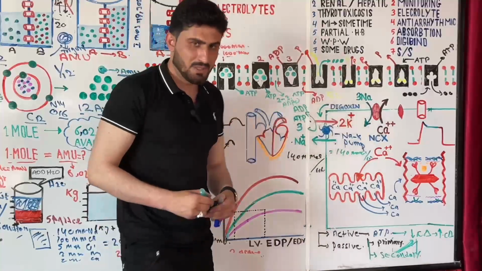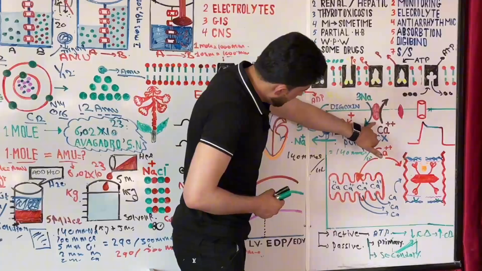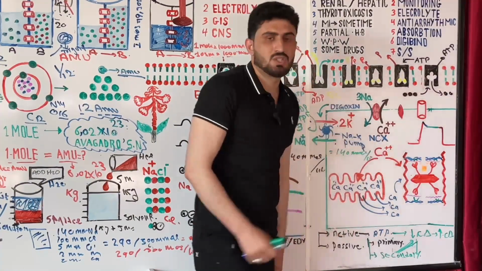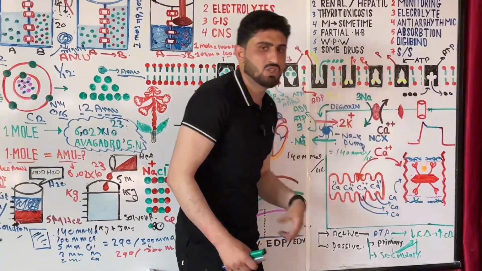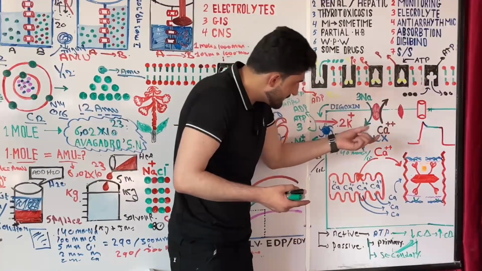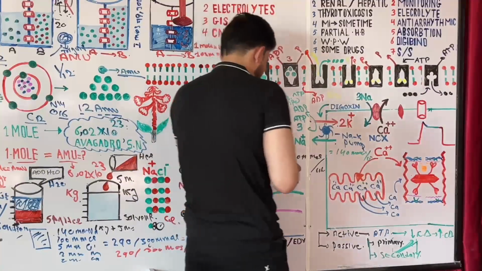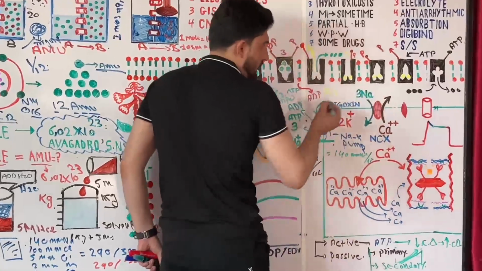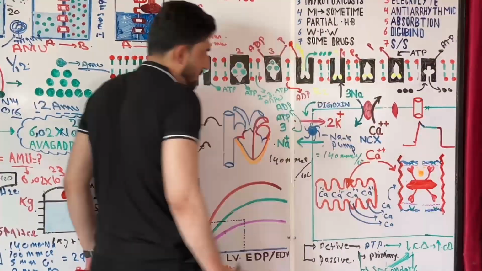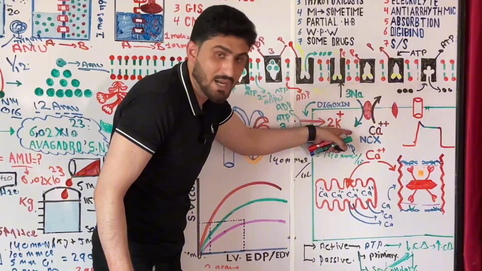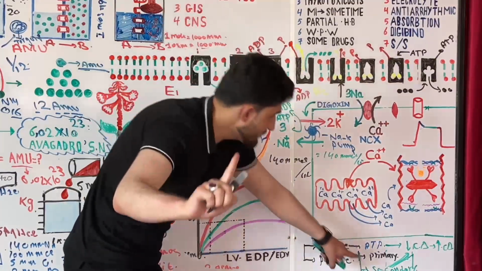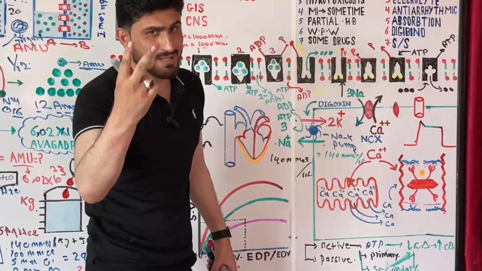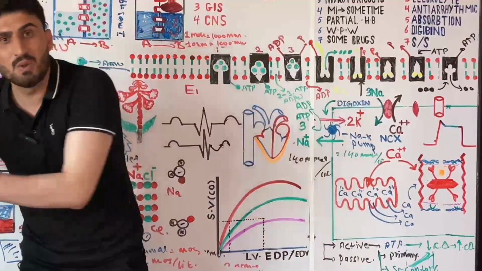Let me give you an example. For example, this is a pump called the sodium calcium exchanger. Why? Because it exchanges calcium and sodium. Like what? This is sodium. We have a higher concentration of sodium outside of the cell than inside of the cell. So in secondary active cell membrane transportation, always two substances move from one area to another.